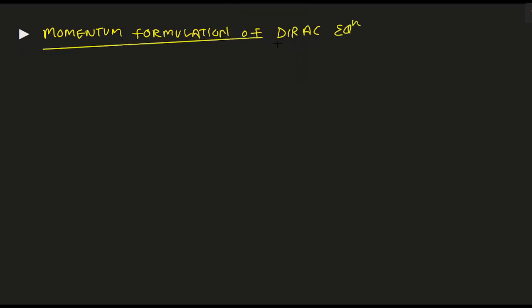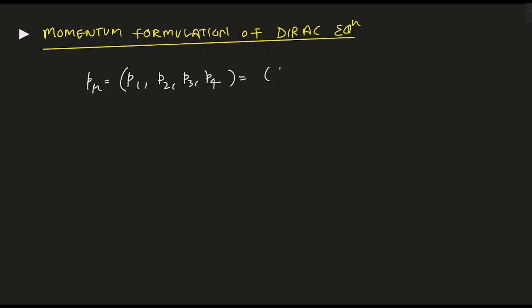So for the notation part, let me tell you, P mu is the momentum four-vector P1, P2, P3, P4, which can also be seen as Px, Py, Pz, iE by c. iE by c is nothing but P4, or you can also write it as Pk, P4, where Pk is equal to P1 to 3. k runs from 1 to 3, and mu runs from 1 to 4.